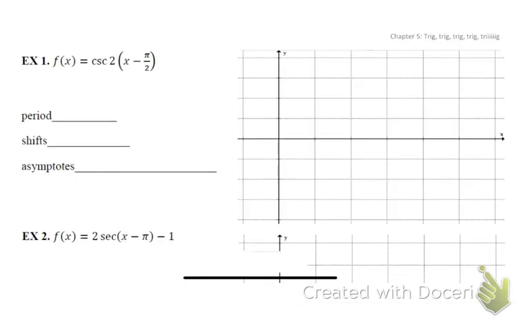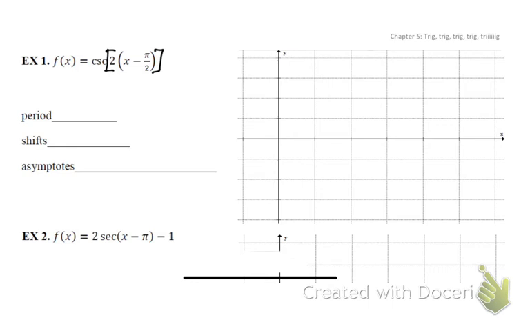All right, so let's handle this first one. Now, I like to show you different ways that people write things, but I typically write it the way that I like it. I like these with brackets around it. So I'm going to put brackets around that 2 and the x minus pi over 2.